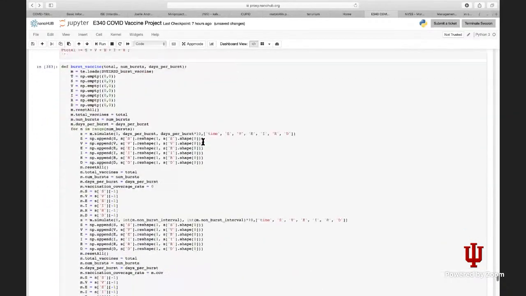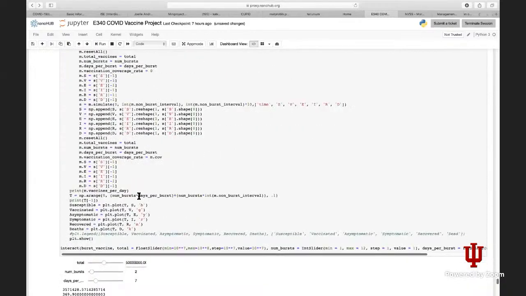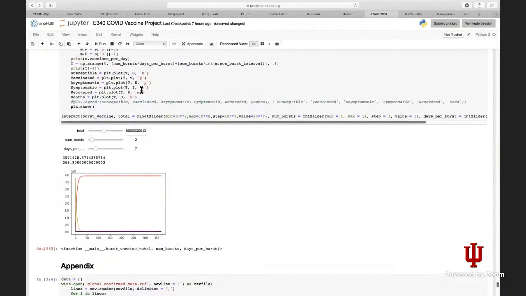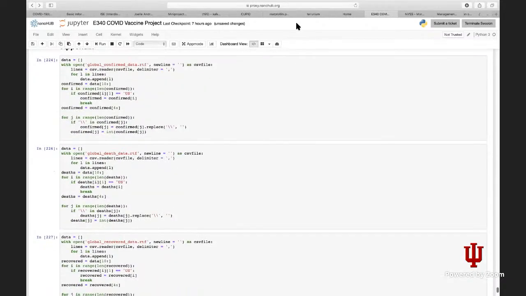Same thing happening with the burst vaccine. We're also seeing a lot of, here the R is the symptomatic infections. Interesting that they lead to the same number of infections. So the jury's out on whether one method is necessarily better than the other. And here's my appendix, and that is the Jupyter Notebook as it stands. So going back.